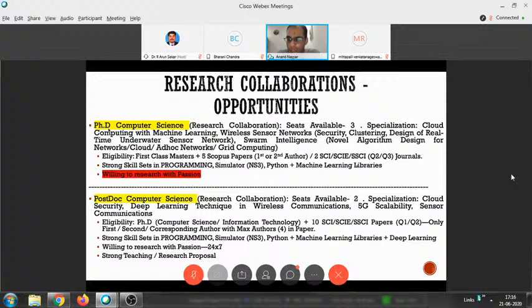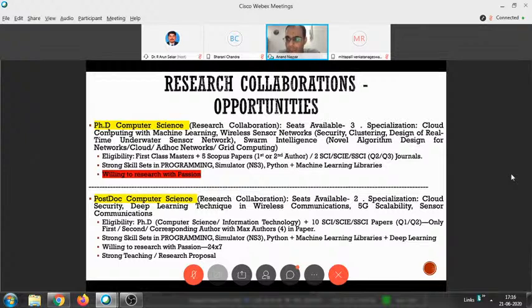The person, he or she, should have a strong skill set in programming, simulators, Python, and machine learning libraries, plus a good chance to teach with me, and be willing to research with passion. And if you are interested in a postdoc program, I also have seats with me. I have 2 seats right now which are available. If you are interested to apply for the postdoc, how you have to apply, what traits you have to follow, and what the procedure is, I'm going to show you in just a moment.